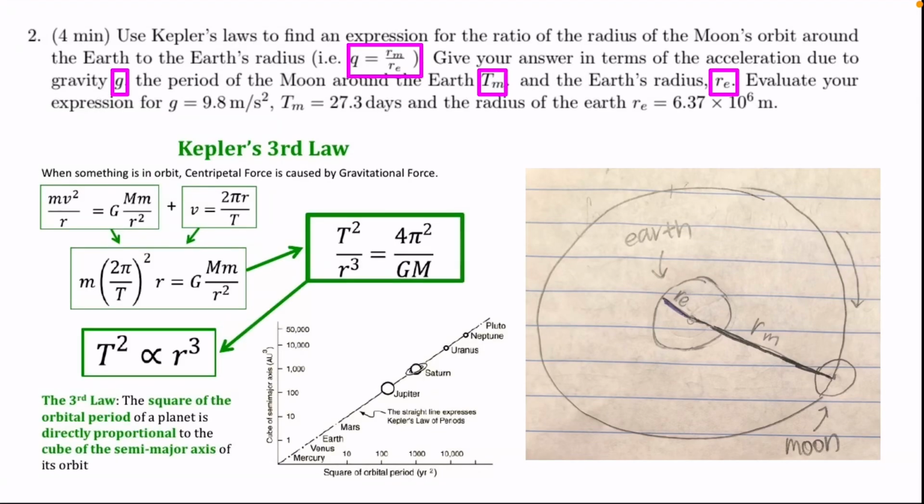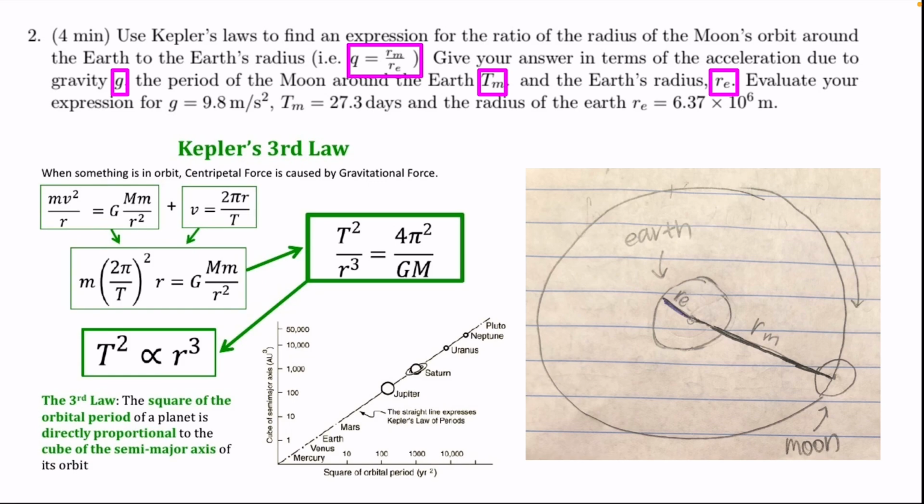So problem 2 is asking us to find an expression for the ratio of the radius of the moon's orbit around the Earth to the Earth's radius, or essentially R sub m over R sub e, with respect to T sub m, the period of the moon around the Earth, G, and the Earth's radius R sub E. And it's going to ask us to evaluate at a few different expressions.